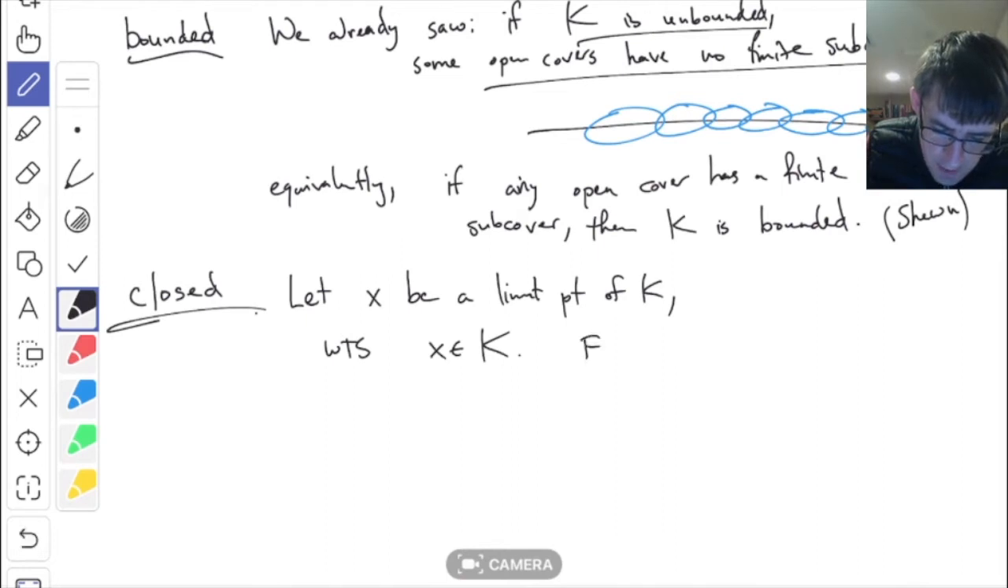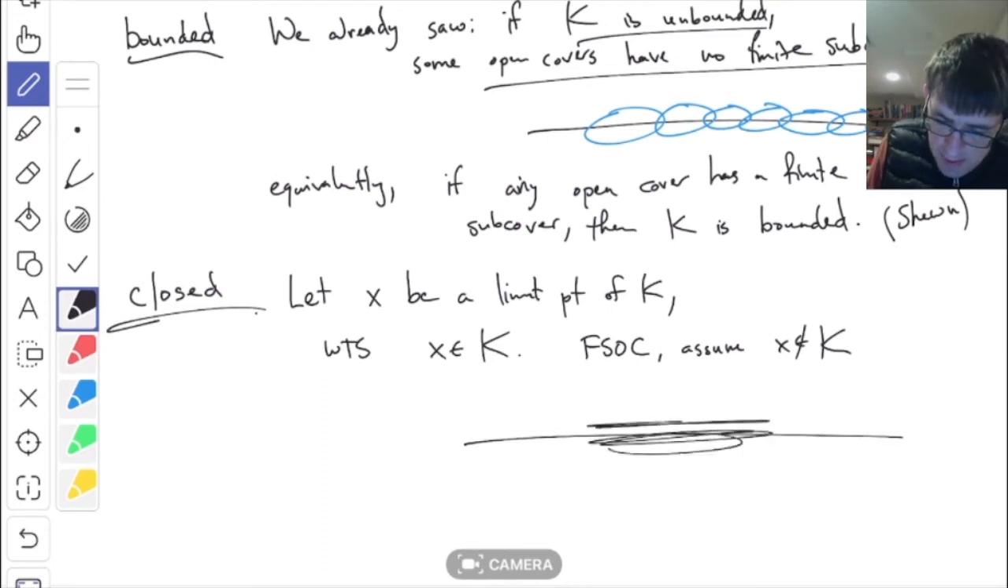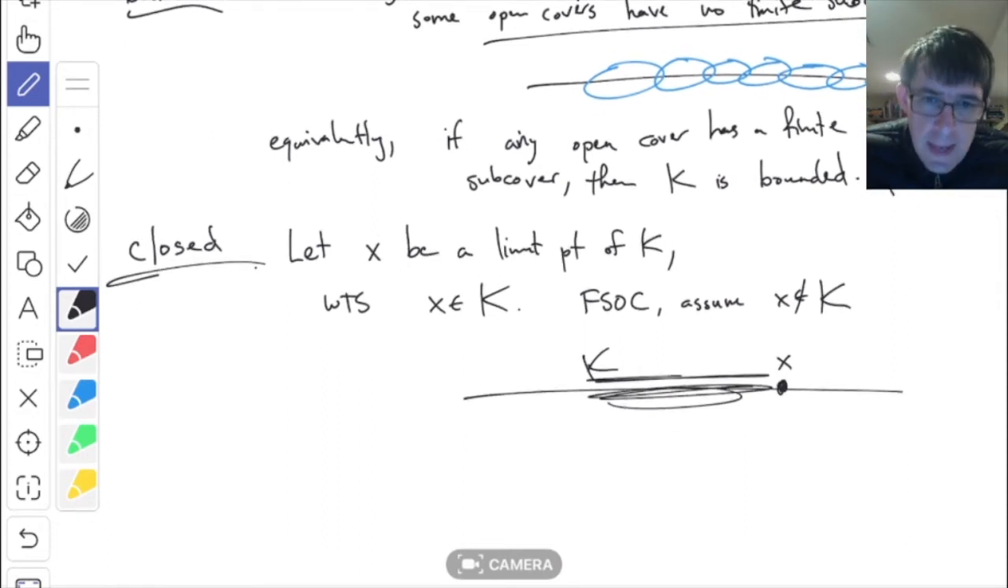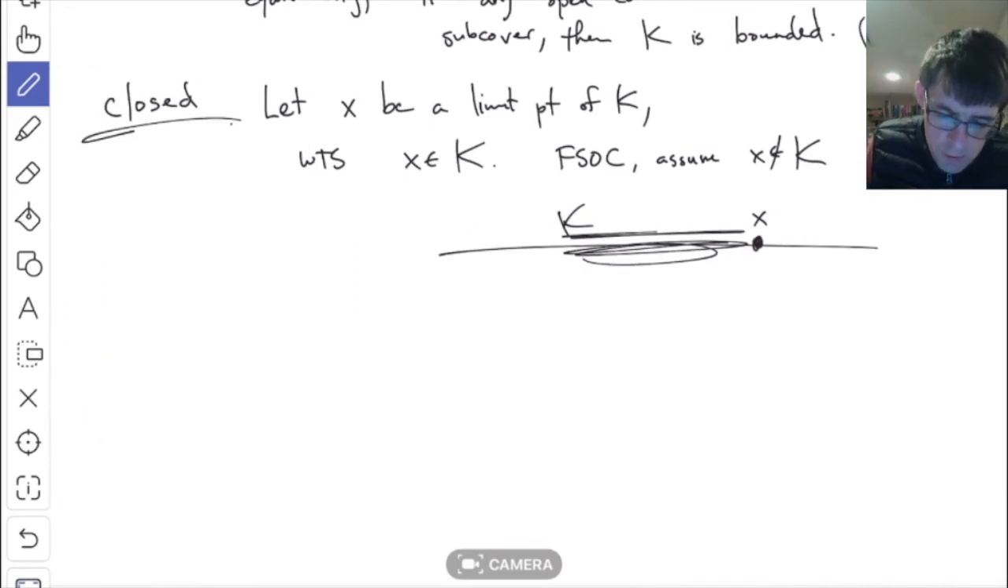I'm going to do this by contradiction. Assume that X is not in K. I'll try and draw a picture of it. I have my set K like this, and let's say it has a limit point which is not in the set. That means X would have to lie sort of on the edge like that, but not part of K. So this over here is K. X is a limit point, but it's not in the set. You should imagine something like an open interval which is missing one of its endpoints. But anyway, since X is a limit point, we can find a sequence of points which march right up to X.